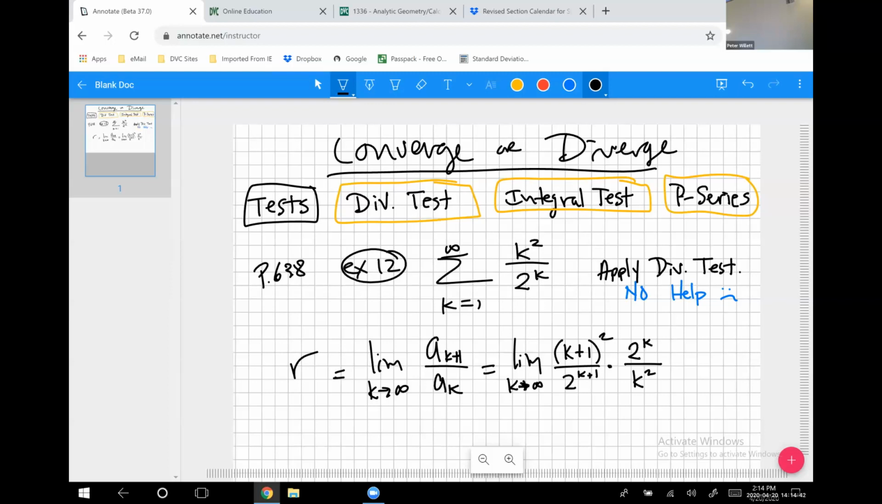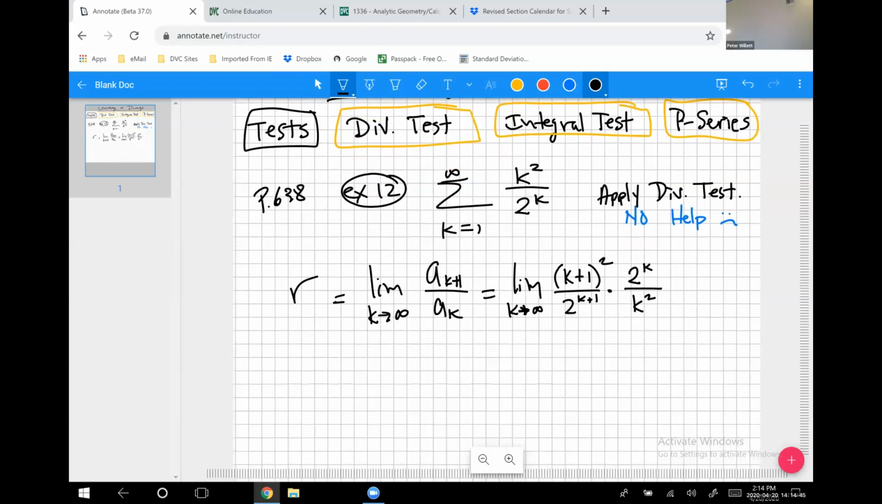So this would be applying the ratio test, trying to come up with this R value to see if this converges or diverges. So if I rewrite this limit a little bit to make it easier, I get the limit as k goes to infinity. So I'm just going to reorganize. I have the (k+1)² in the top over the k² in the bottom, and then multiply that by 2^k in the top over 2^(k+1) in the bottom. So if I reorganize like that, I can then simplify.